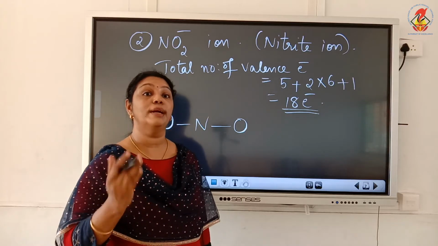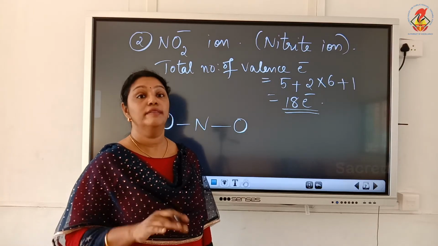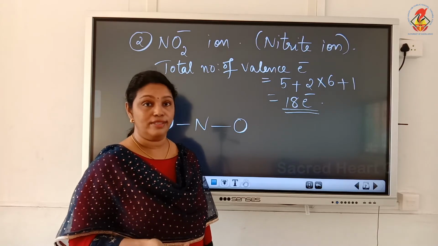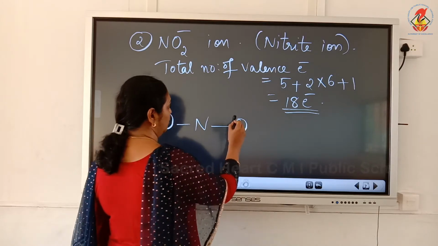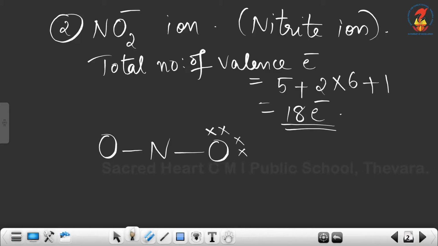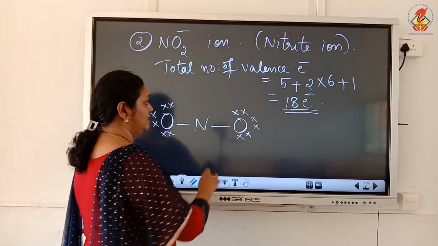Next, I told you, you complete the octet around the most electronegative atom. Which is the most electronegative atom? Oxygen. So, I am going to complete the octet around oxygen. Already it has 2 electrons. So, 3, 4, 5, 6, 7, 8. Now, this oxygen, 2 electrons are there. Now, 3, 4, 5, 6, 7, 8. So, the octet around oxygen is complete, and after completing the octet around oxygen, you can see how many electrons are used now. 8 plus 8, 16.